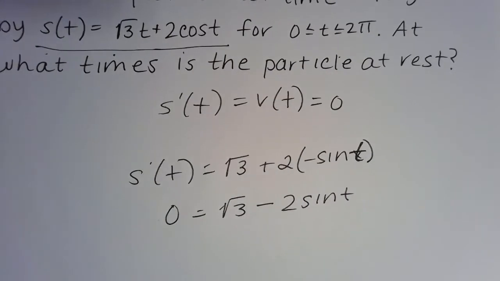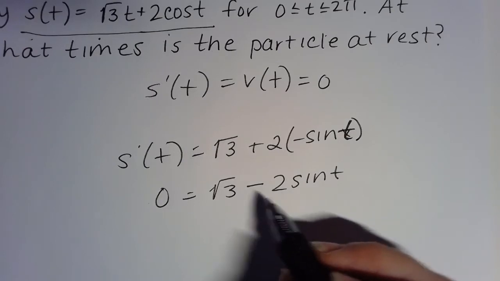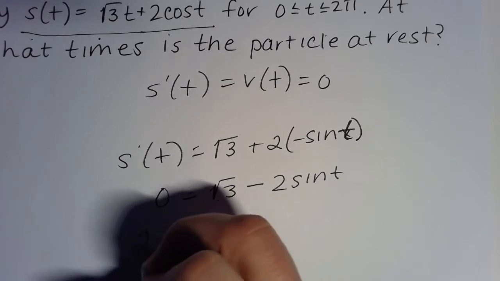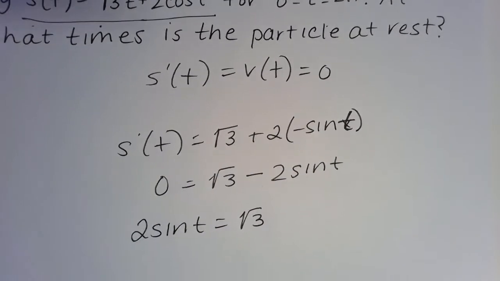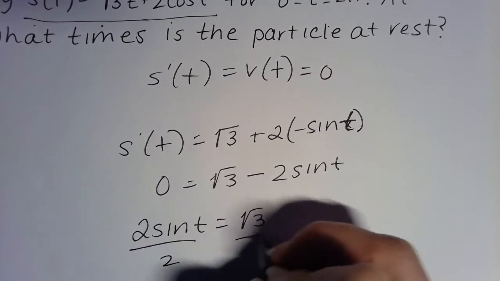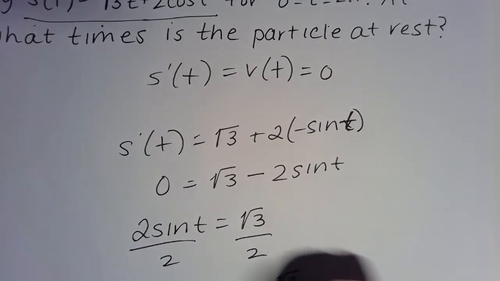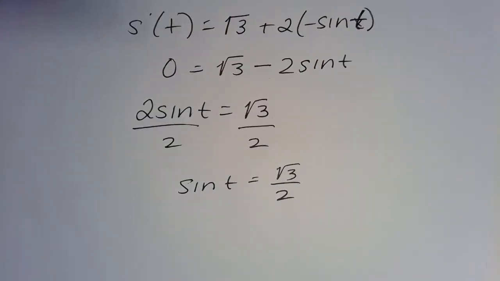Okay, so now I need to solve this for sine. I'll add the 2 sine of t to the other side to make it positive. I have 2 sine of t is equal to the square root of 3. Then we divide both sides by 2, and I get sine of t is equal to square root of 3 over 2. Now, if this were some angle that I didn't know, then I should use my arc sine. This one I do know, so I can answer it exactly.